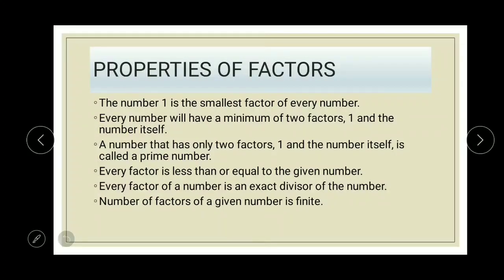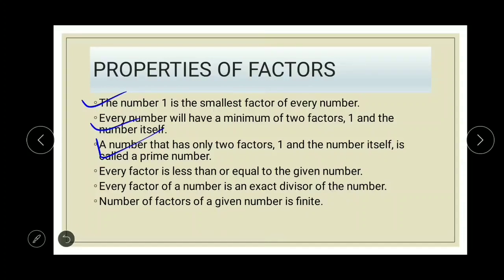Now here are some properties of factors. First one is the number 1 is the smallest factor of every number. We have already discussed that 1 is a factor of every number and it is also the smallest factor of every number. Let's check the next one. Every number will have a minimum of two factors, 1 and the number itself. And just a few seconds ago I told you these types of numbers are called prime numbers. Let's do the third one. A number that has only two factors, 1 and the number itself, is called a prime number.